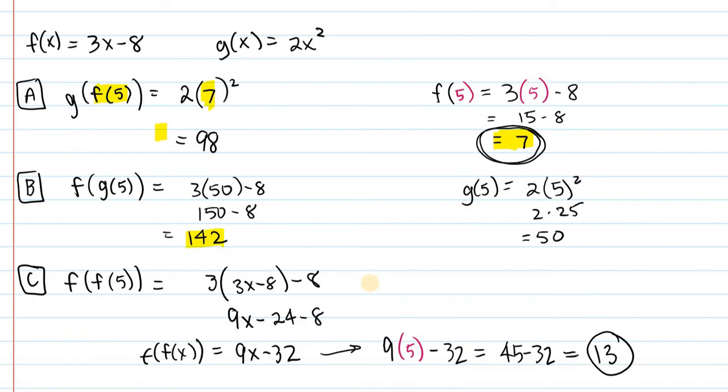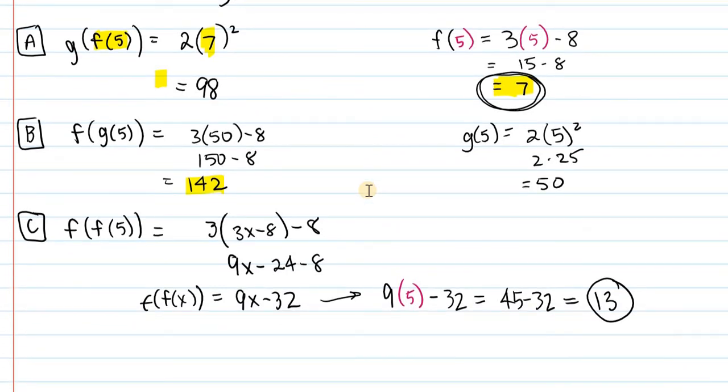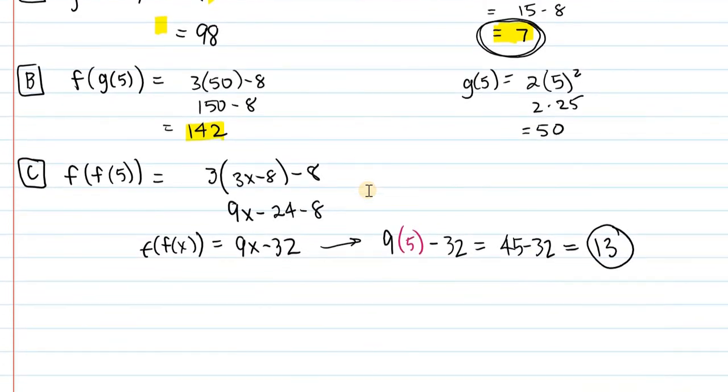And we could have done that either way. So we could have plugged the 5 into f, which we actually already had done. We knew it was 7. And then we could take 7 and plug that back into here. And if we do that, we would have 21 minus 8, which is still 13. So either way you solve it would be fine, okay? Let's do one more.